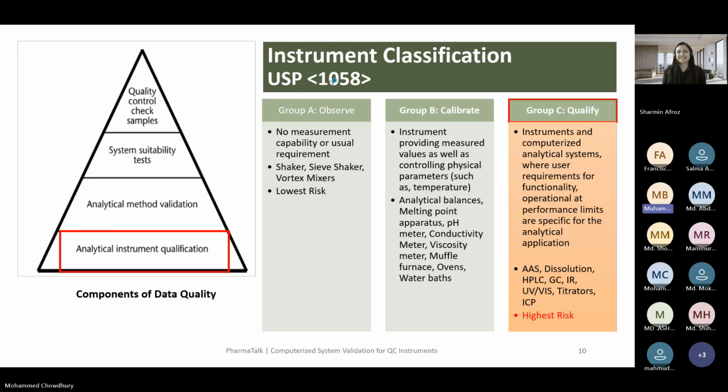Okay, but I have one add-on for Sharmin. Next time, this is an opportunity, or a scope of study for you. I can recommend that you add the process of AI validation, because right now, in the second version of GAMP 5, they have already included AI validation.